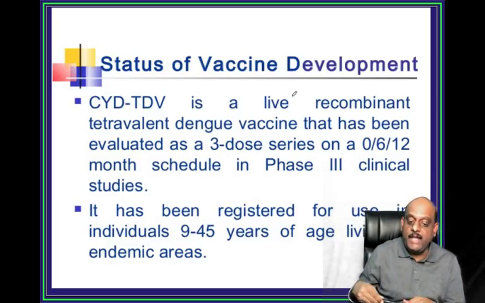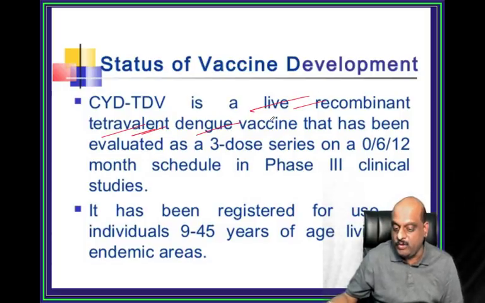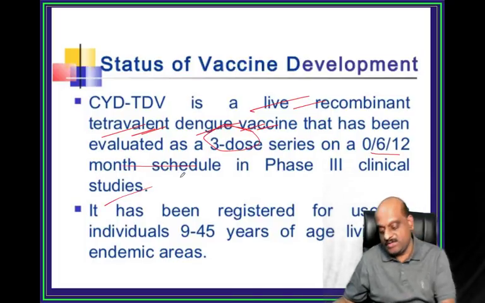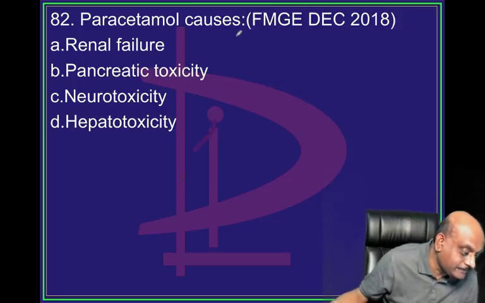Dengue. CYD-TDV is a live recombinant tetravalent dengue vaccine, 3-dose series, 0-6-12 month schedule, which is under phase 3 trials. Paracetamol.